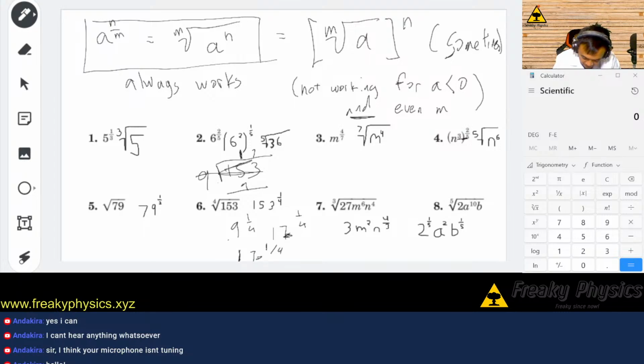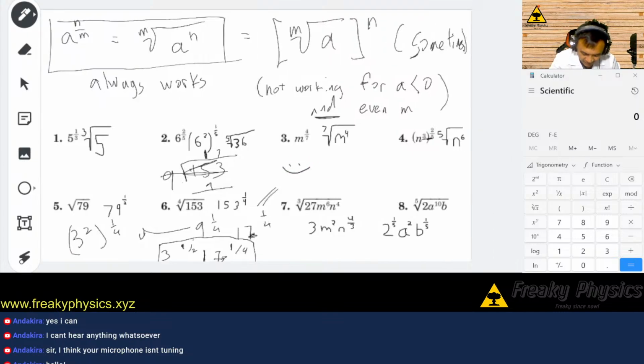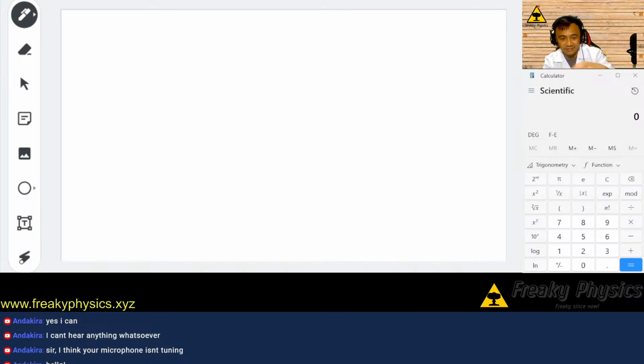And then let's take a look at this other one. The 9 raised to 1/4, 9 is 3 squared. So that's going to be 3 squared raised to 1/4, which simplifies further into 3 raised to 1/2. So this would be the final answer, but I think this is good enough. All right, great.